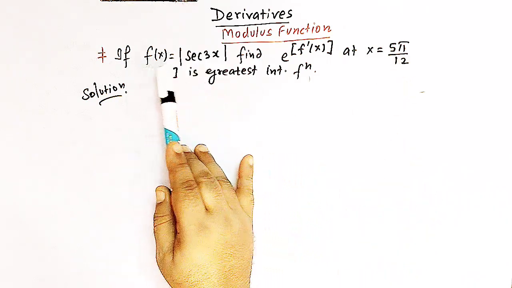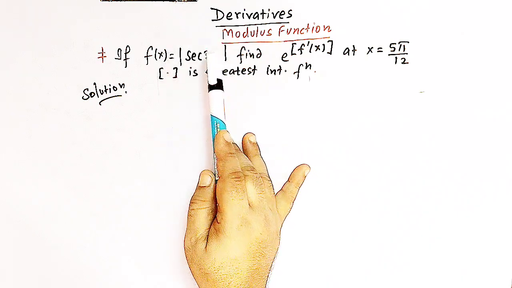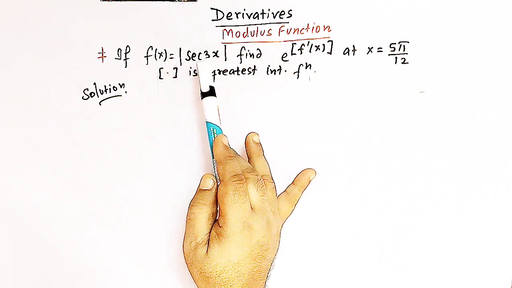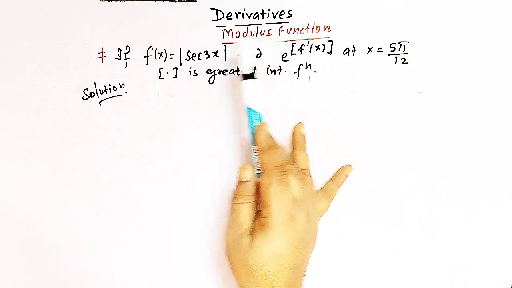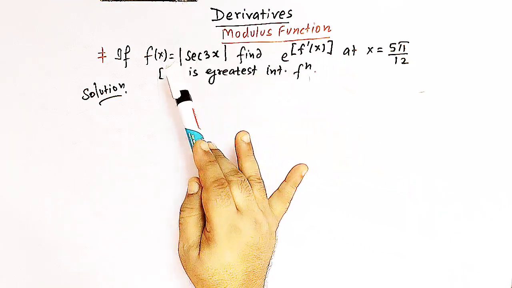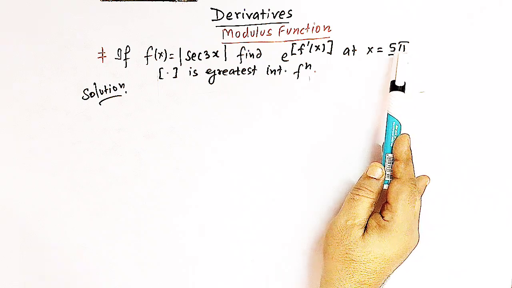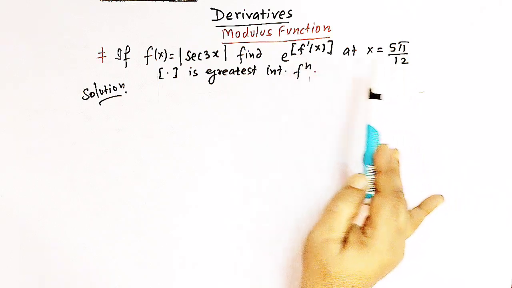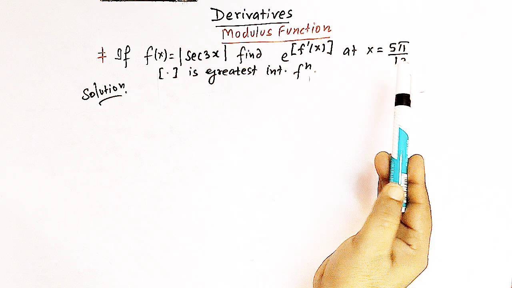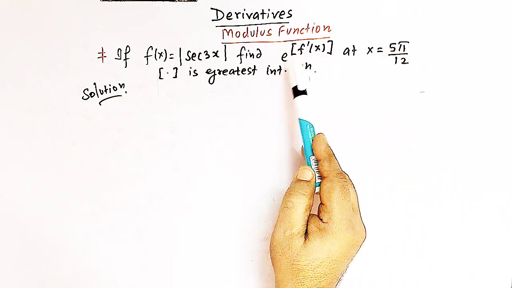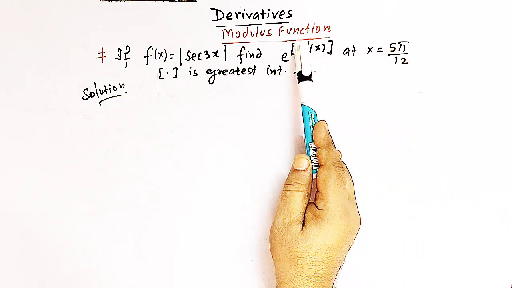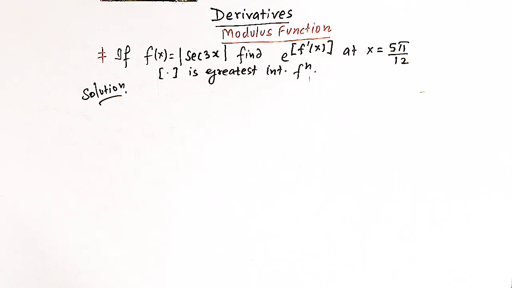So here we are given a function that is a mod function, the mod function of a trigonometric function, and then we have to find the derivative of this function at this point 5 pi by 12, and then with the help of the value of the derivative at this point, we'll calculate the value of e raised to greatest integer of f prime of x. So here we are going to use the definition of mod function and some important concepts from trigonometry.